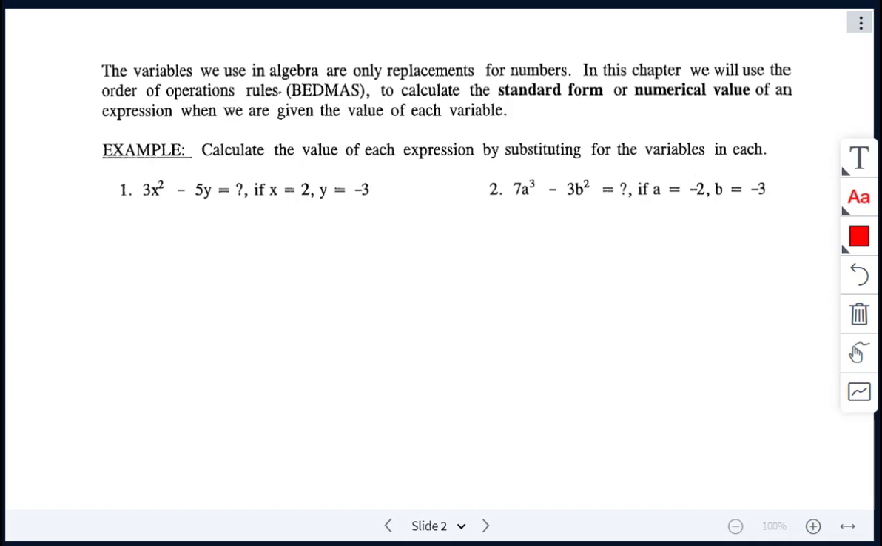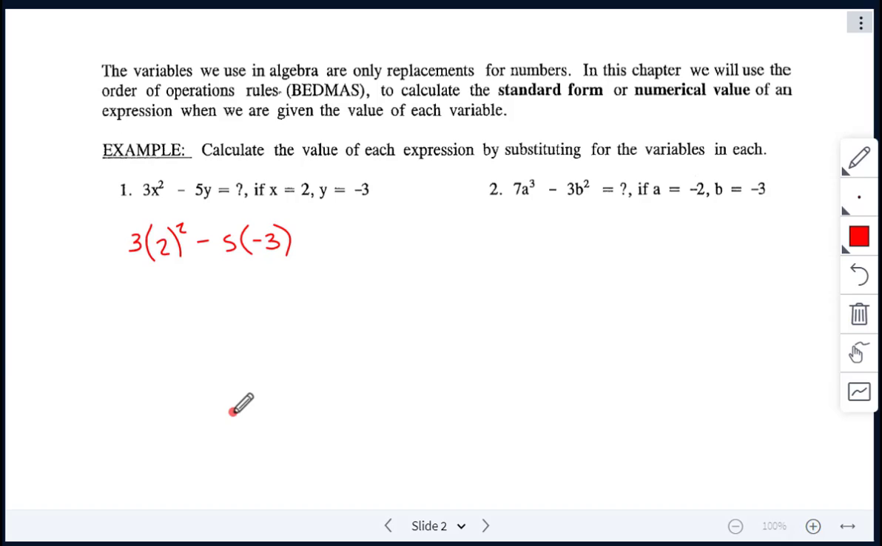We have 3x squared minus 5y is equal to what? We have to figure that out, but we are told that x is equal to 2 and y is equal to negative 3. So all we have to do is substitute this in. Remember to use your brackets whenever substituting. So this becomes 3 times 2 squared minus 5 times negative 3. I've used brackets everywhere I've substituted.